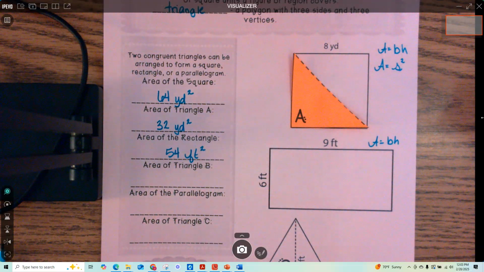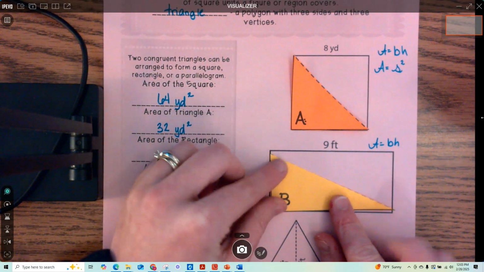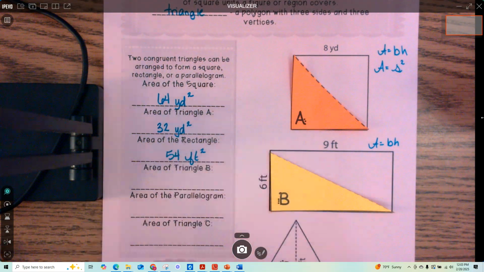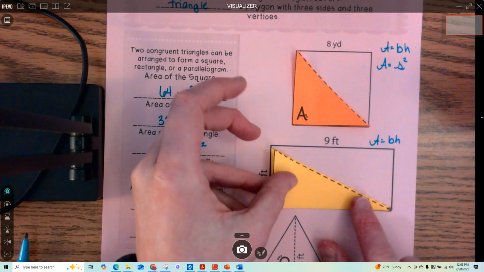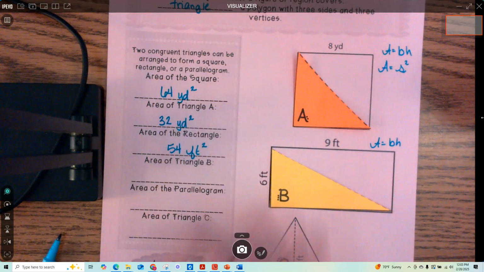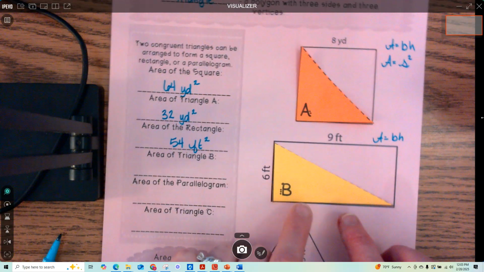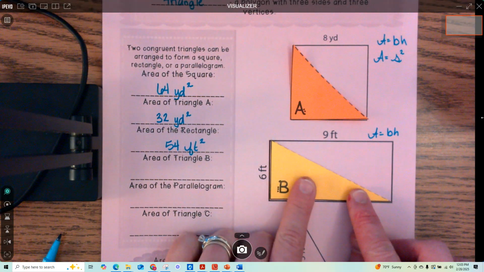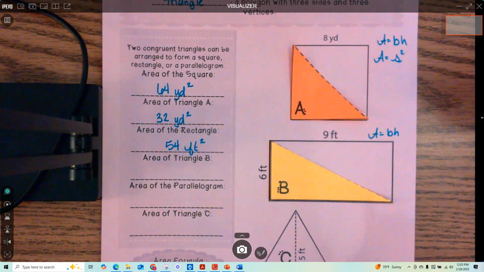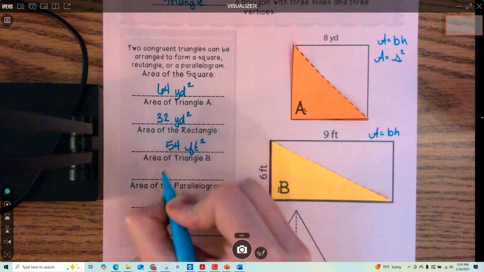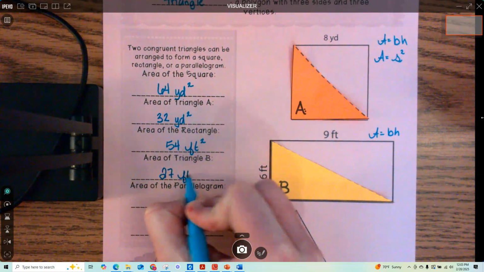So yellow rectangle, cut it on that dashed line again. And then you want the part with the letter. And you're going to glue that down in the rectangle. And again, that yellow piece is perfectly half. Both your pieces should be pretty close to the same size. So if the rectangle is 54 feet squared, what would the area of this triangle be? Half of that. 54 divided by 2 is 27.